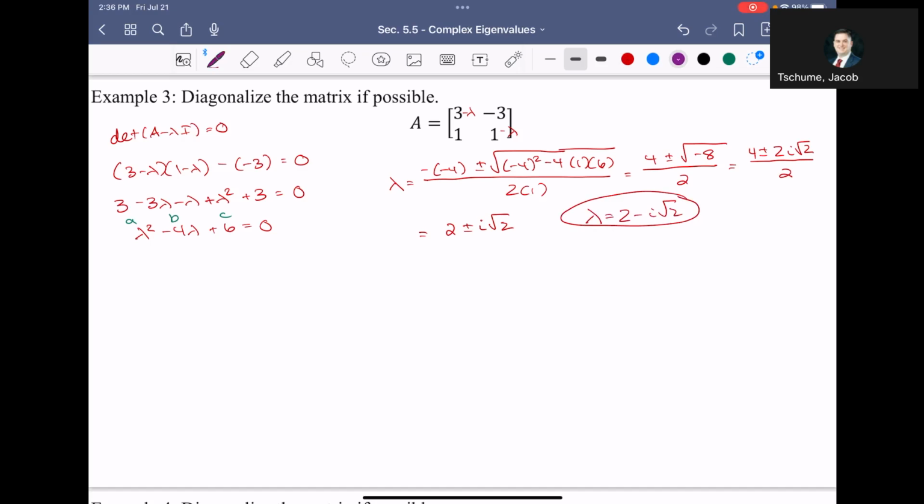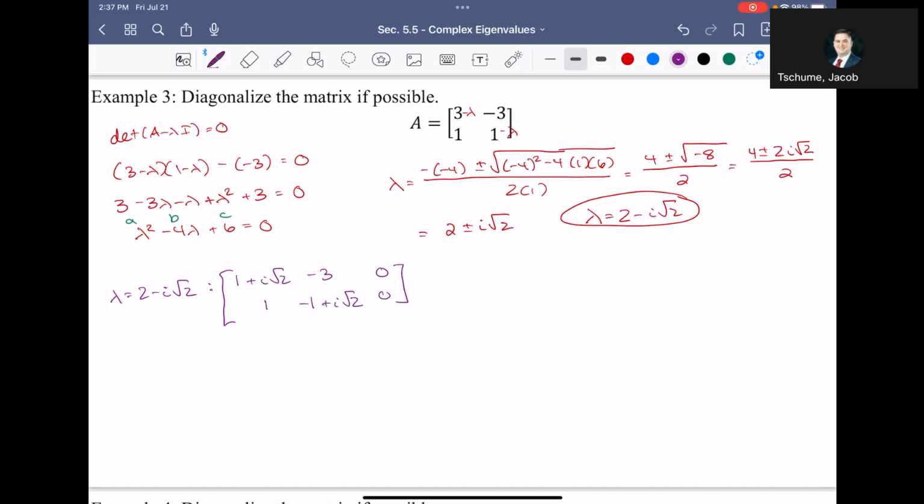Using that particular lambda, use that to find the basis of your eigenspace. So down here, for that one, we're going to do lambda equals 2 minus i root 2. Developing this augmented matrix, if you plug the lambda value in, so if I do 3 minus that, you should get 1 plus i root 2, -3, 1. And then if you do 1 minus this lambda, you'll get -1 plus i root 2, with a 0 vector added on the end to make it a homogeneous equation.